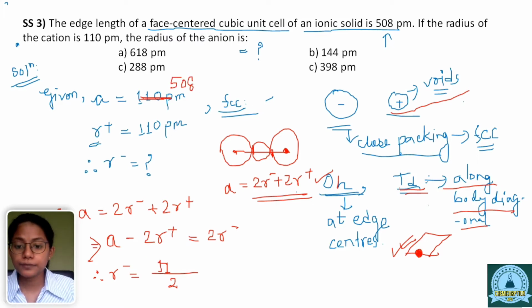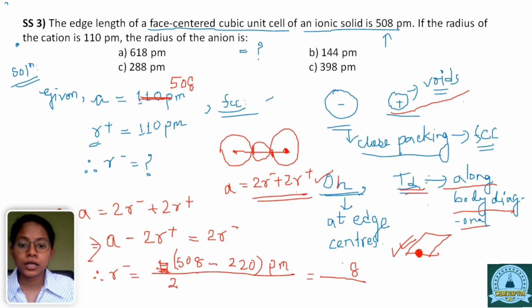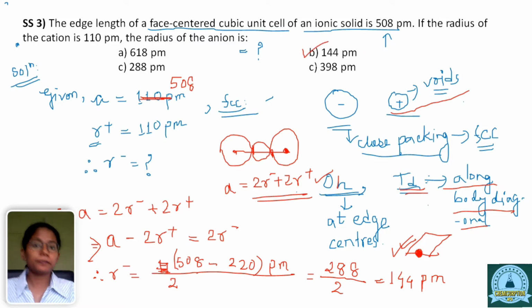So we have 508 picometer minus twice R positive, which means 220 picometer, and finally 288 divided by 2, which is equal to 144 picometer. So the answer is B.